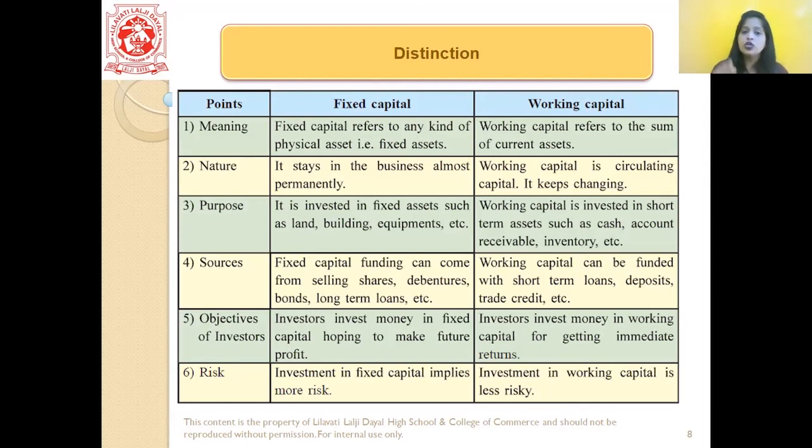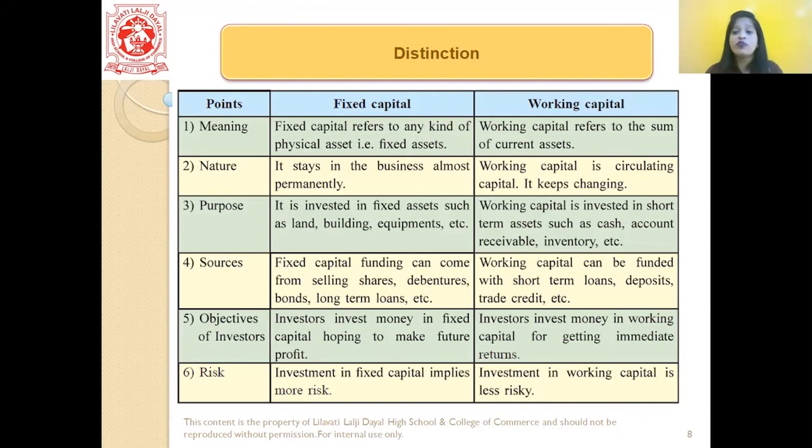Next one, nature. Here you have to remember one word: it stays in the business permanently. Nature, it is permanent. There, the nature is circulating. It keeps on changing. Then you have purpose. Why do you invest in fixed capital? To invest in fixed assets, like land, building, plant, machinery. This is invested in your fixed asset. And working capital, where is it invested? It is invested in short-term assets. What are short-term assets? Your cash, your accounts receivable, your inventory, all these can be termed as short-term assets.